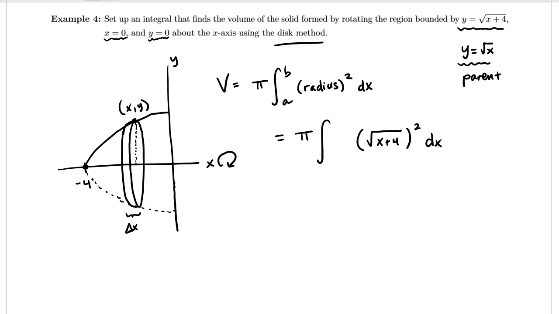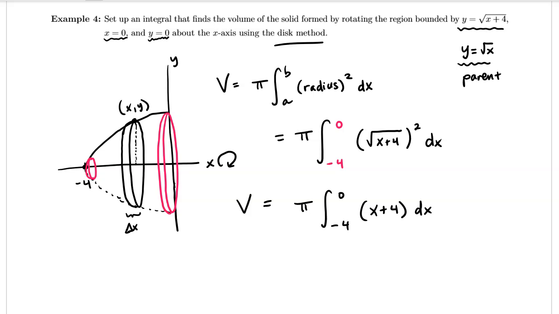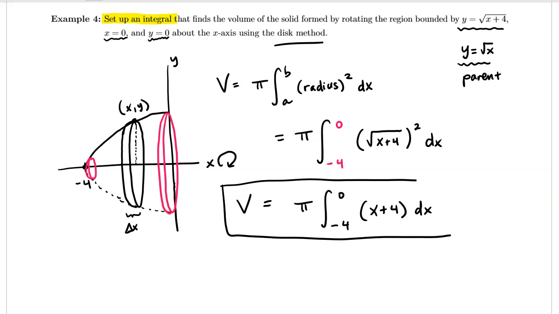Now I want to figure out what are my limits of integration. So if I'm drawing disks, my leftmost disk starts at x equals -4, and then my last disk is going to end here at x equals 0. So I have -4 to 0 there. And let's go ahead and clean that up. I have pi times the definite integral from -4 to 0 of, if I square the square root of x plus 4, I get x plus 4 dx. And this question just asks us to set up the integral that finds the volume. So this is our final answer.